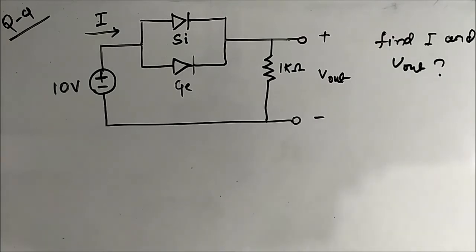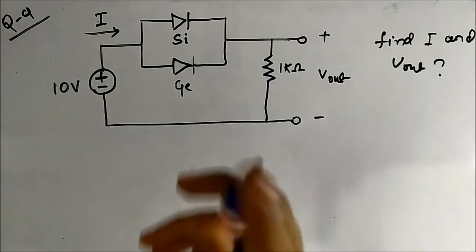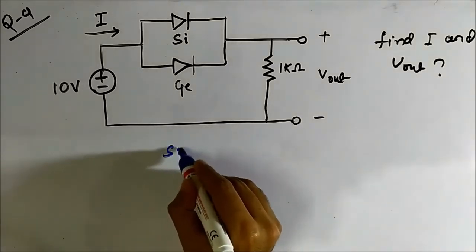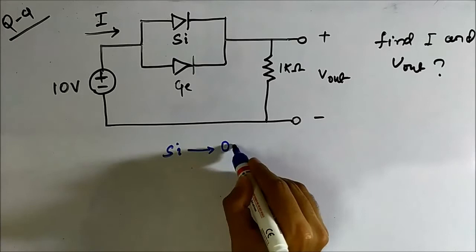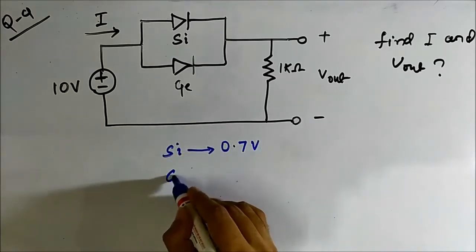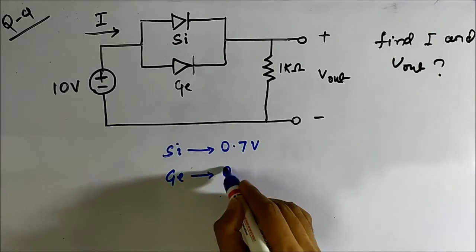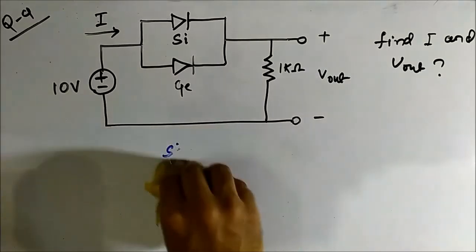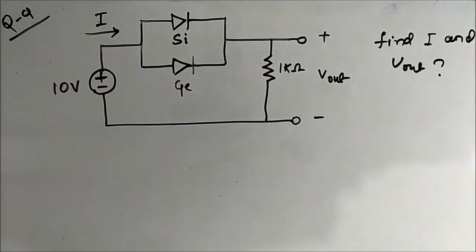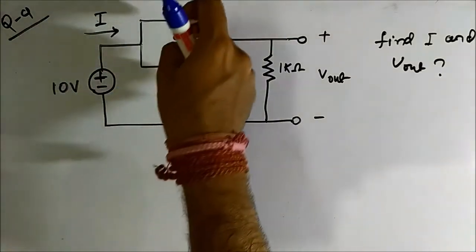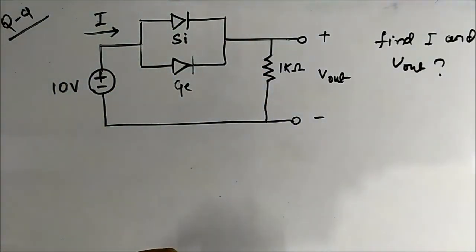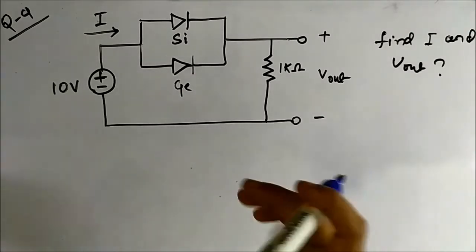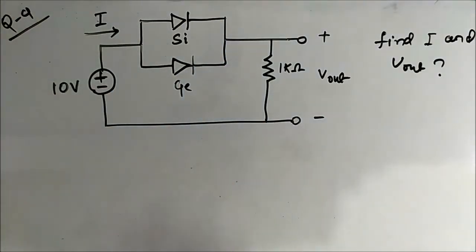Okay, so before we proceed, we know silicon has a built-in potential of 0.7 volt, germanium has a built-in potential of 0.3 volt. So if we see here, this 10 volt which is connected, it is connected to the p ends of both silicon and germanium, and 10 volt is sufficiently higher than both 0.7 volt and 0.3 volt.